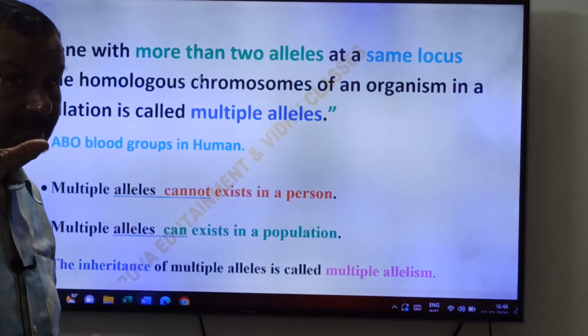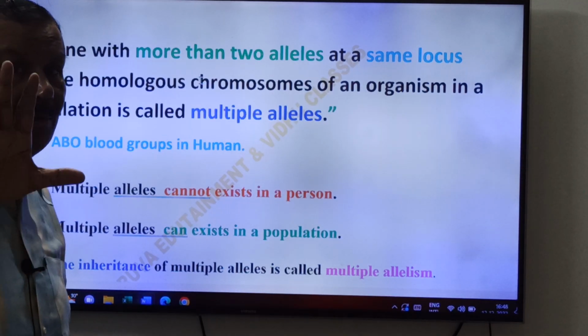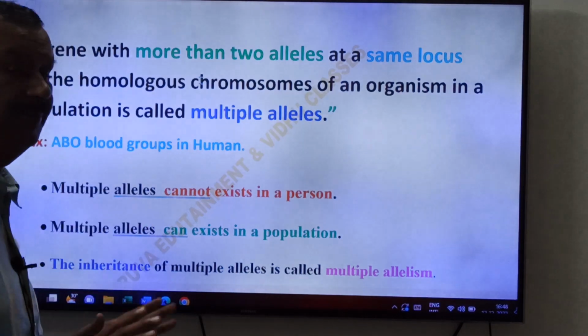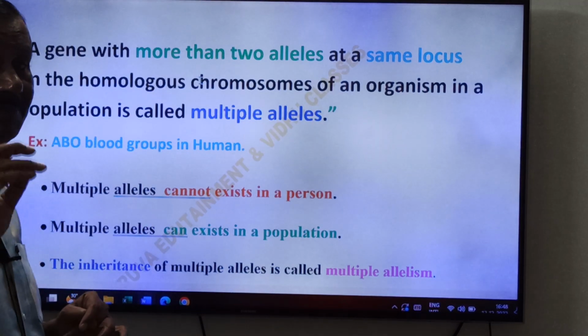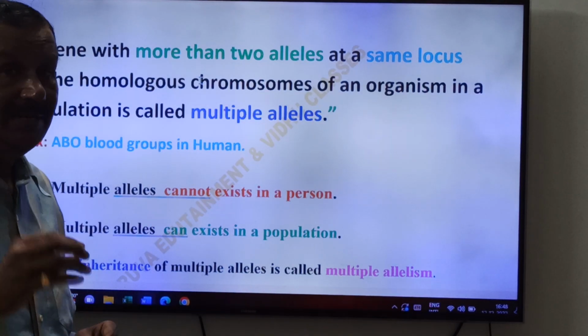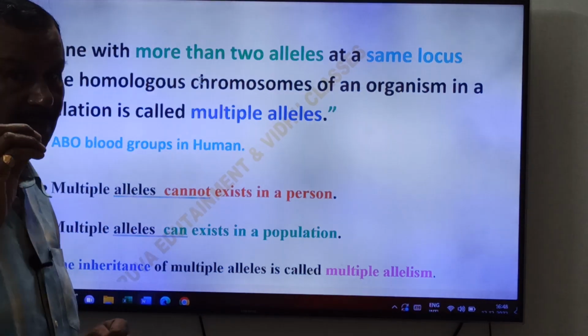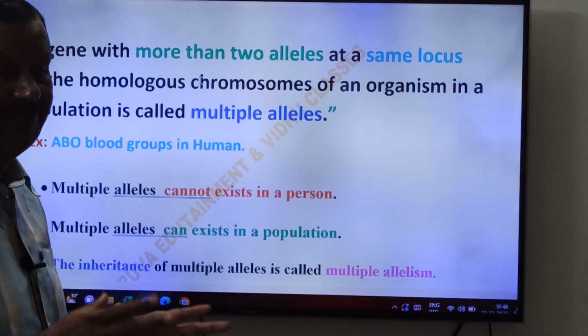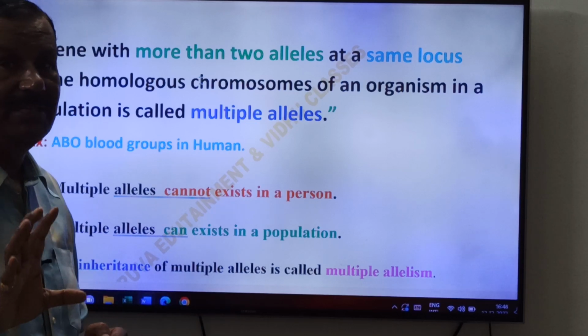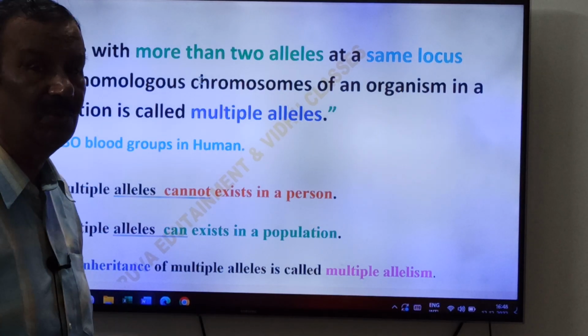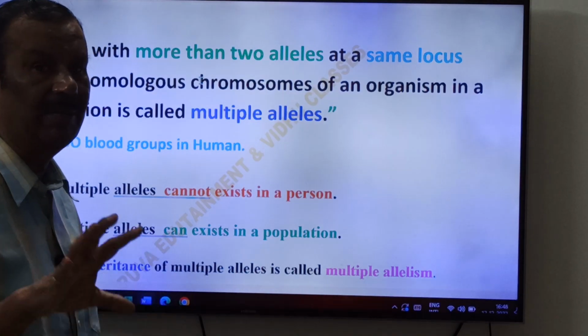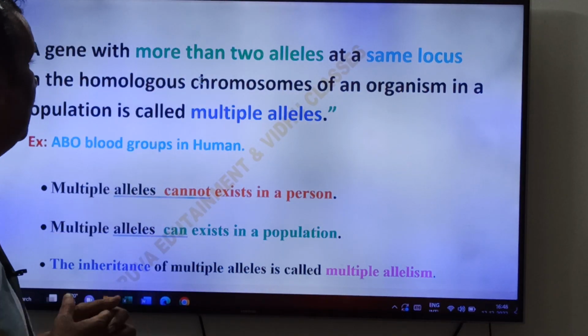Friends, multiple alleles are present in the population, friends. This is for MSET and NEET, friends. Multiple alleles are not present in an individual. They are present in the population, friends. Multiple alleles అనేటివి పాపులేషన్లో ఉంటాయి. ఒక వ్యక్తిలో, ఒక ఇండివిజువల్లో, ఒక ఎనిమల్లో ఉండవు. ఒక పాపులేషన్లో మాత్రమే ఉంటాయి.